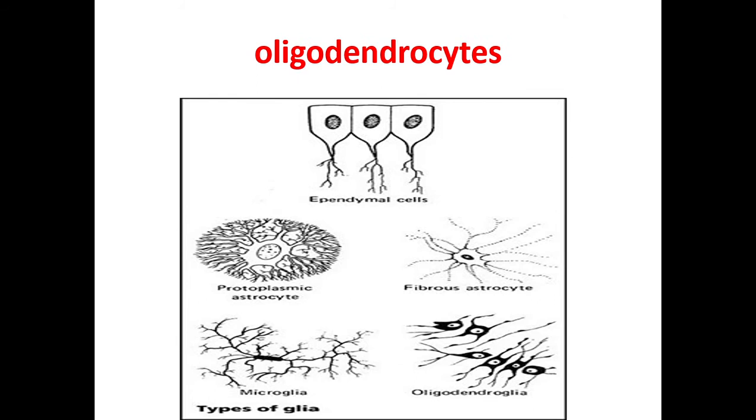In this slide, we have the illustrations of the different neuroglial cells, from ependymal cells to astrocytes and also to oligodendrocytes. In the lower part, to the right part of the illustration, are oligodendrocytes with fewer processes and fewer branching.